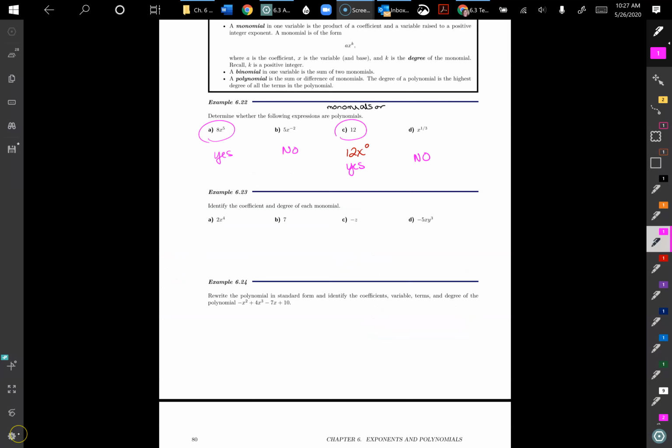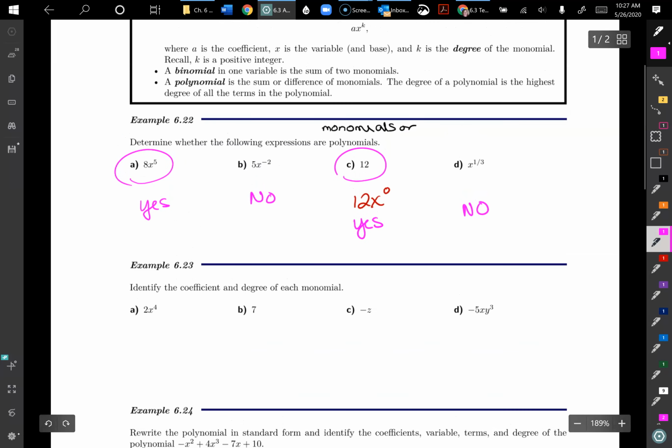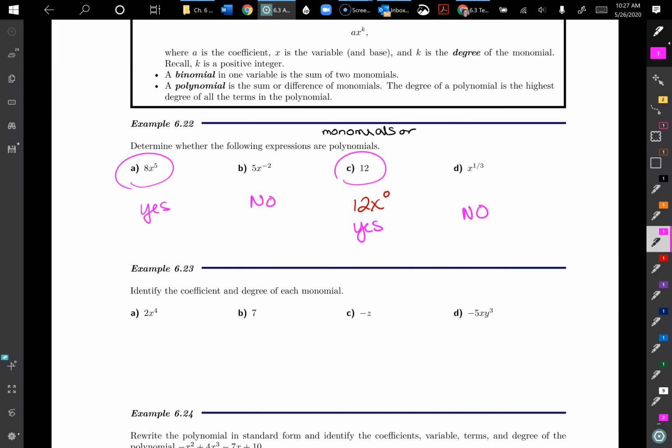So what we're really looking for is, does it have a positive exponent? We don't want things with variables and exponents in the denominator, or like radicals, which D would be like that.